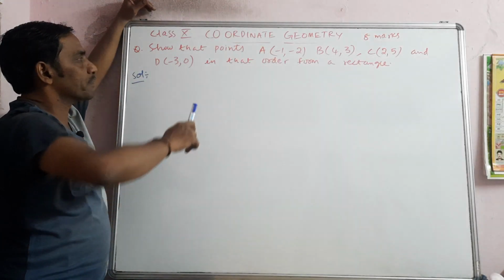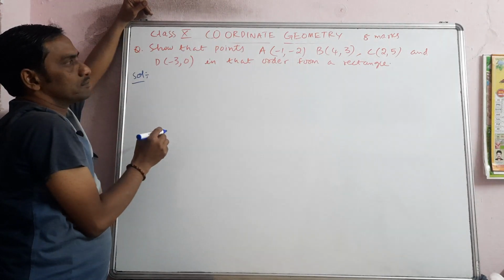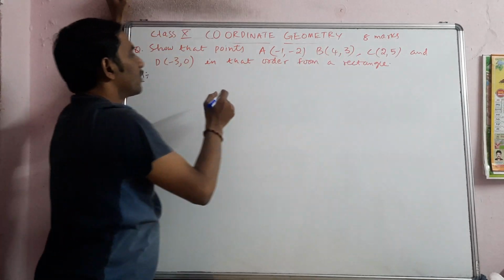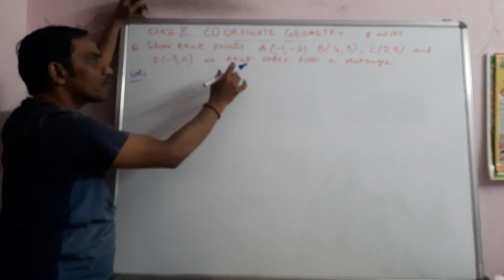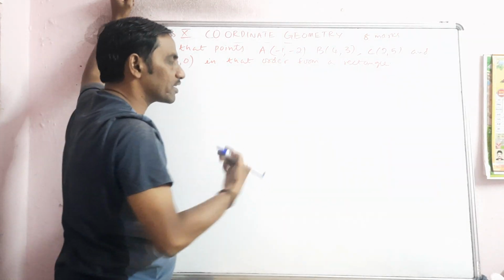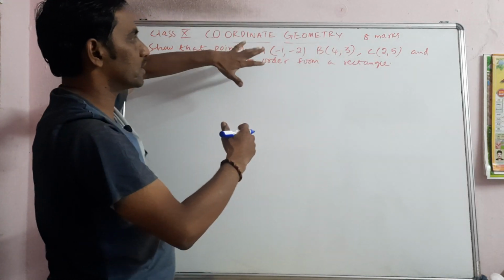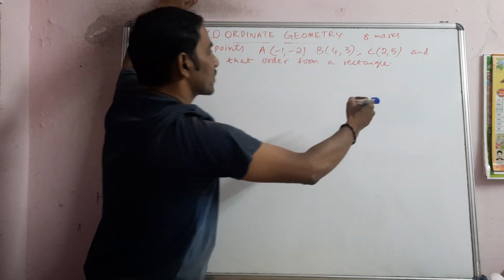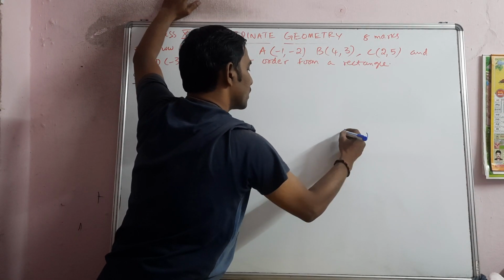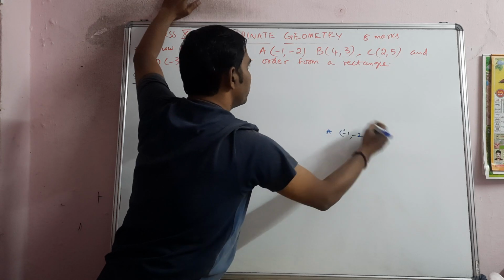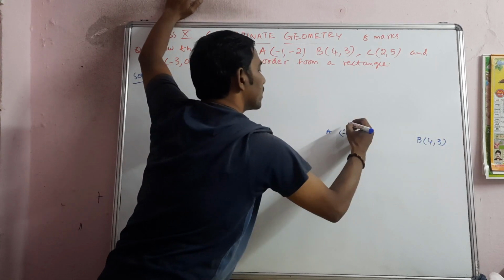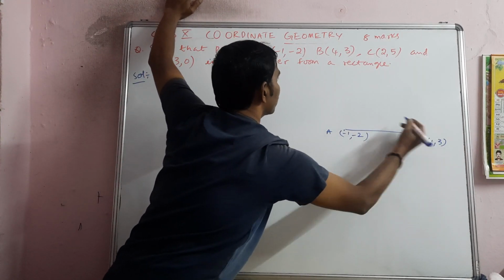Now the question is: show that the points A(-1, -2), B(4, 3), C(2, 5) and D(-3, 0), in that order, form a rectangle. Why are they stressing on 'in that order'? Because if you take a rectangle, generally we can take it like this. For example, A is somewhere here, (-1, -2). B is somewhere here, (4, 3). Instead of taking it along the coordinate axes, you will get it in a slanting position, that is the reason.